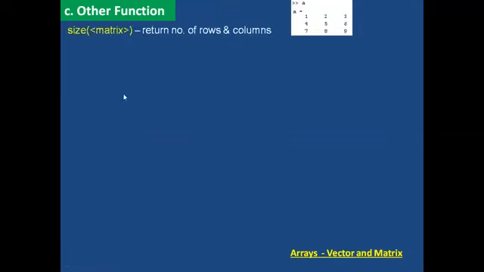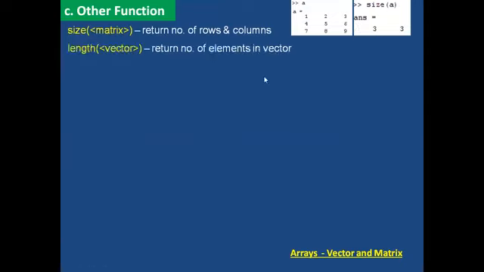And we'll see some other function called size. If you are passing a matrix in the size function, it will return the number of rows and columns present in the matrix. See, this is the matrix or array A, with first row, second row, third row, first column, second column, third column. So size of A will return the number of rows and number of columns. And then length function, whenever an array or vector is passed inside, it will give you the total number of elements in the vector or array.